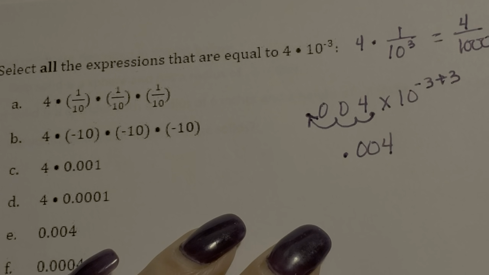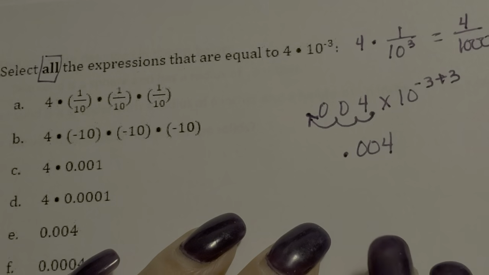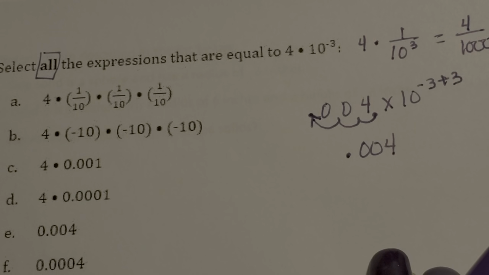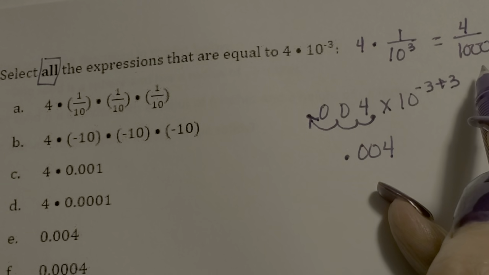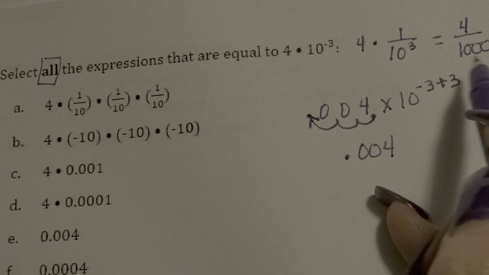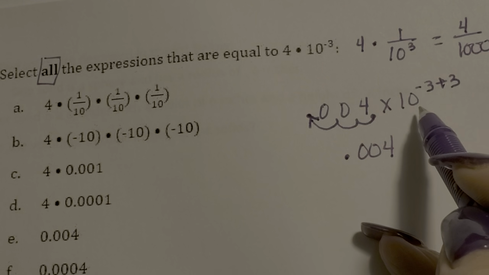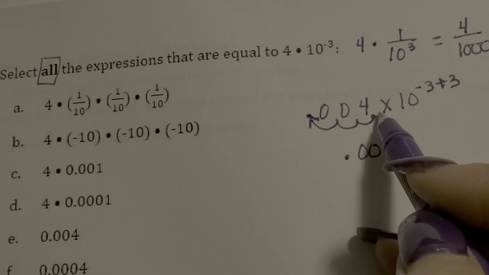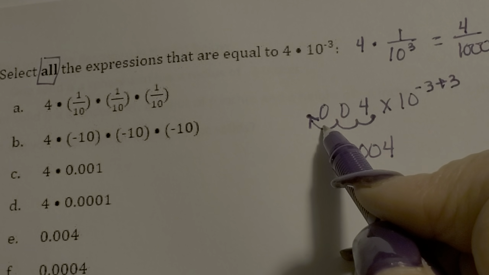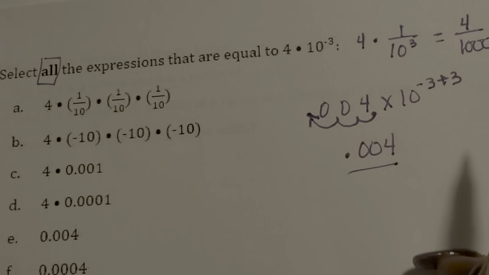30 says select all the expressions that are equal to 4 times 10 to the negative 3rd power. Well, 10 to the negative 3rd is 1 over 10 to the 3rd power, or 4 over 1,000, because 10 to the 3rd power is 1,000, or 4 thousandths, which I could do by making my exponent go up and my number get smaller, which would give me 4 thousandths either way.